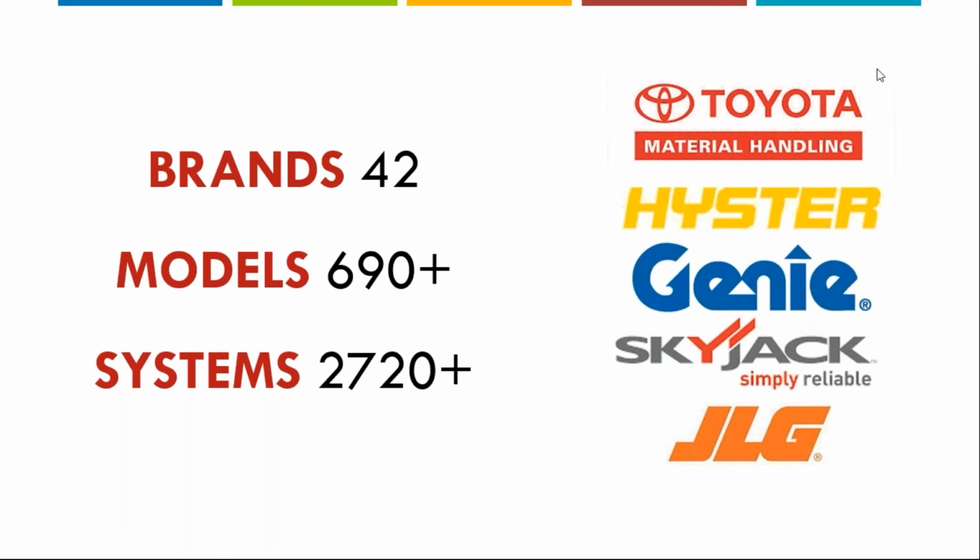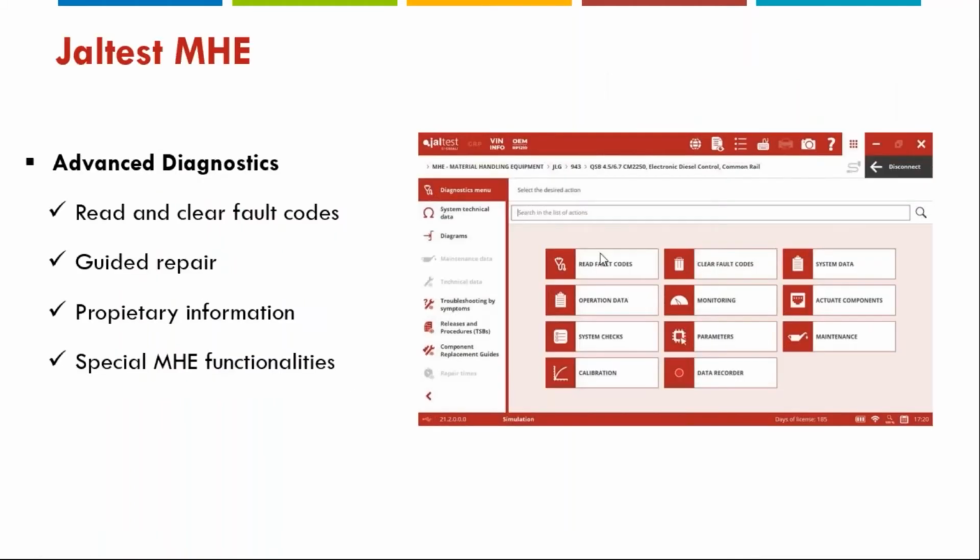For now, as you know, we have 3 updates per year, so we are developing every day. We have a new team. Here in Cojali, we have over 250 engineers working on the development of our tools, and we just put together a new team for this module. Of course, we touch the main brands like Toyota, Hyster, Genie, Skyjack, or JLG. And of course, we have coverage for all of that.